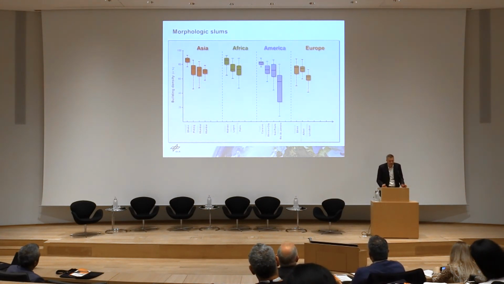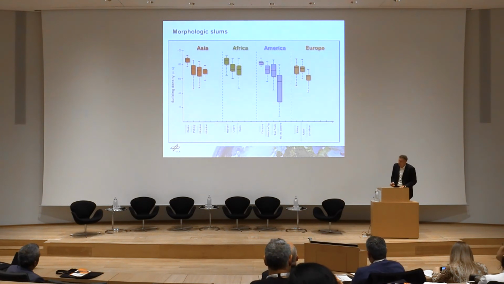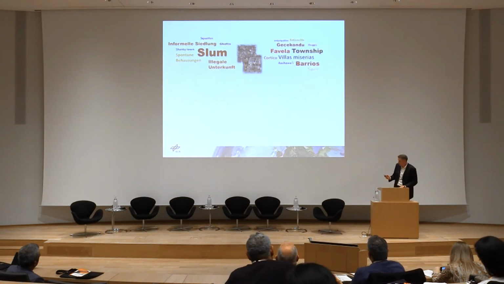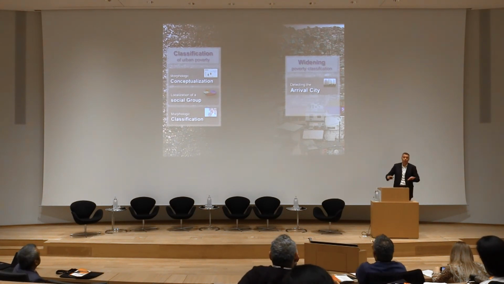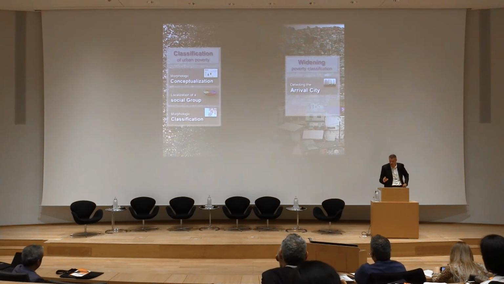Okay, this is how we spot poverty from space until today. But we know that this is not enough, because poverty is more widely distributed across the city. And I called it Detecting the Arrival City. I'm not sure if you know the book from Doug Saunders, which was a very inspiring book, I think.